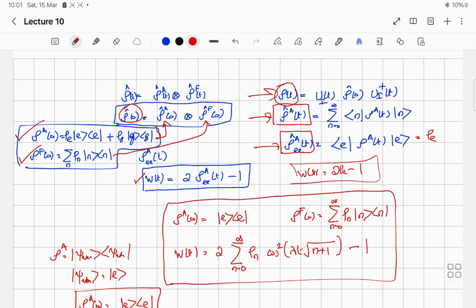Okay, so next we have to discuss how to realize this model physically in the lab. So that we'll discuss in the next lecture.